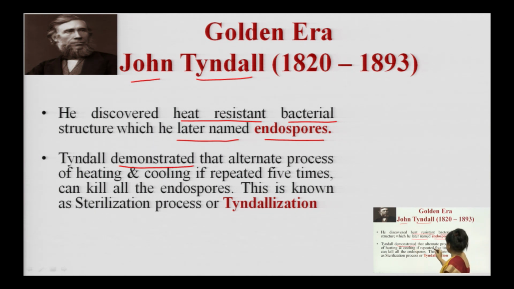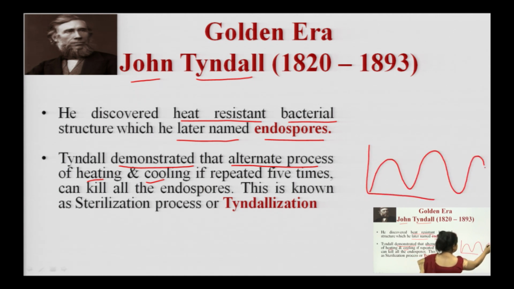How did he demonstrate it? He used the alternate process of heating and cooling. That means alternate processes, heating is provided. We will heat the product, after that we will cool, we will heat, and after that we will cool. In this way 5 cycles will be repeated, and these 5 repeated cycles can kill all the endospores, even all the heat resistant microorganisms.